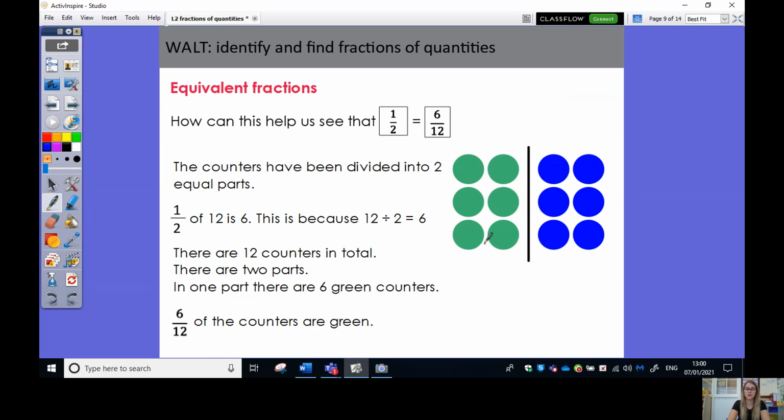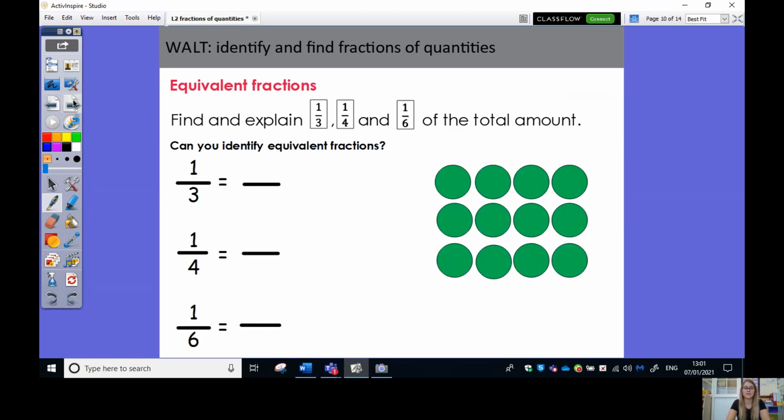We had 12 counters in total, in 2 parts. So now 6 counters are green. I could say 6/12 of the counters are green. So half of the counters are green, or 6/12 of the counters are green. Similarly, half of the counters are blue, or 6 out of 12, 6/12 of the counters are blue. Okay, let's have a look at some other examples.